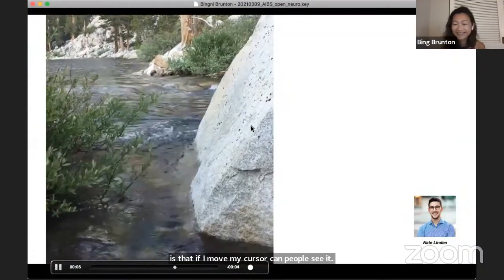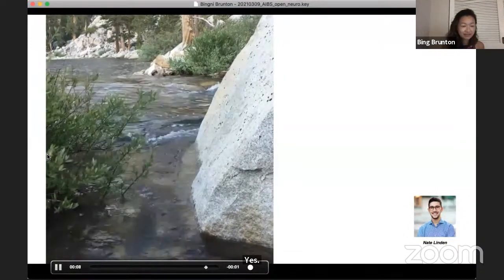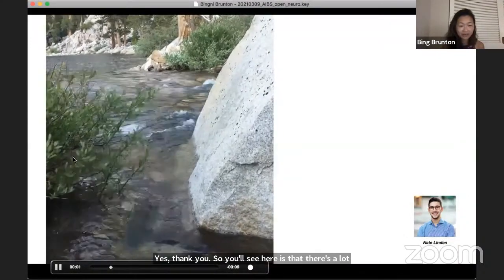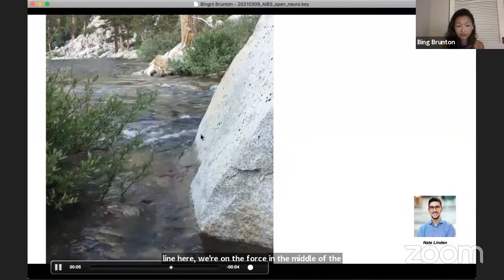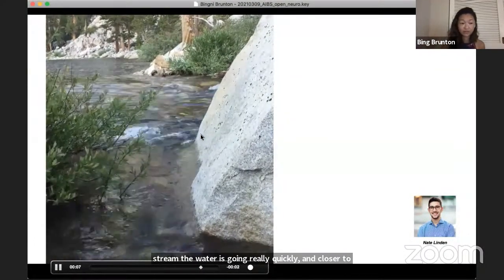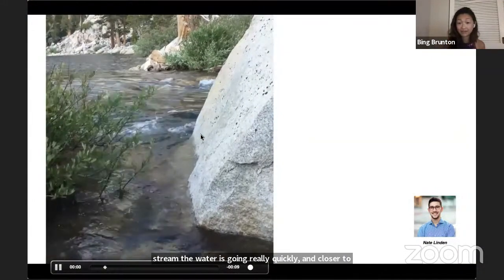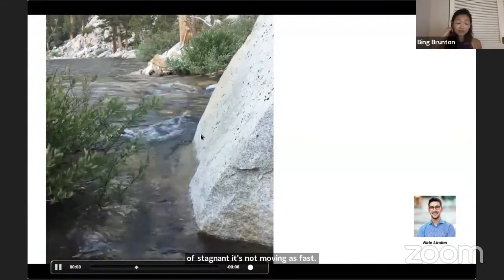Yes. Thank you. So what you'll see here is that in the middle of the stream, the water is going really quickly, and closer to us, because there's this giant boulder here, the water is kind of stagnant. It's not moving as fast, right? So that's the intuition that we're after here.